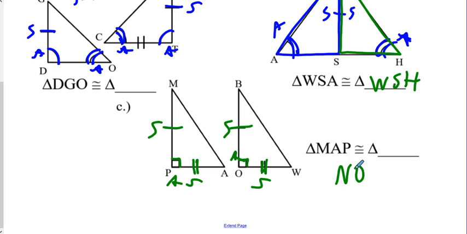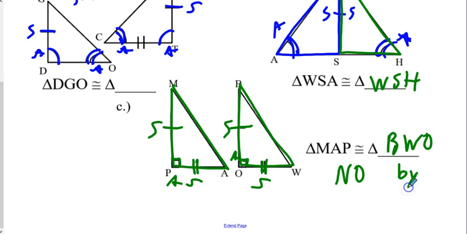So MAP, no name highway, highway 2, highway 1. BWO. And we'll say by SAS. So it is provable, but with a different rule.